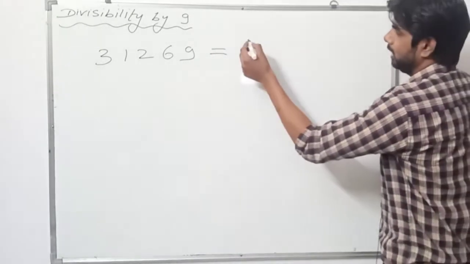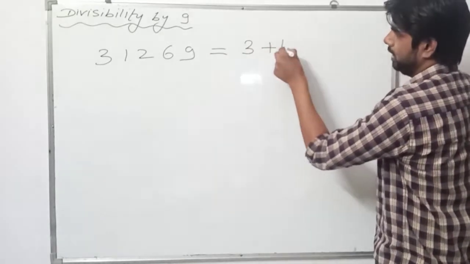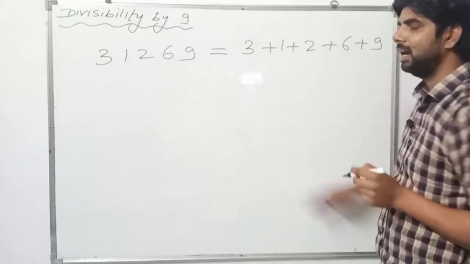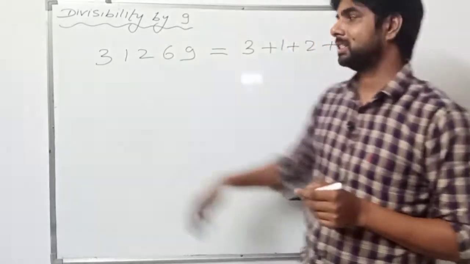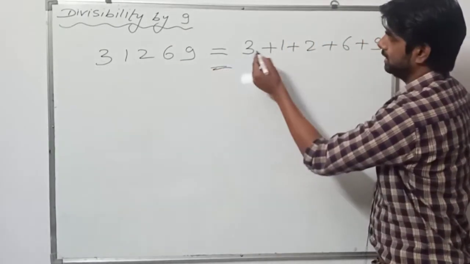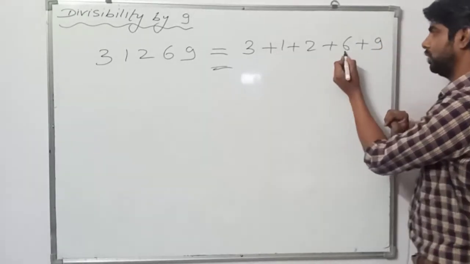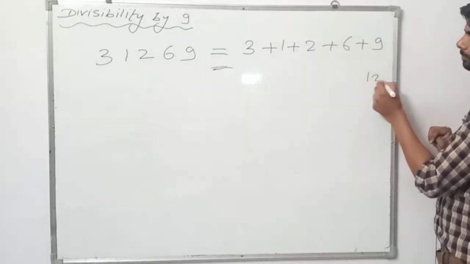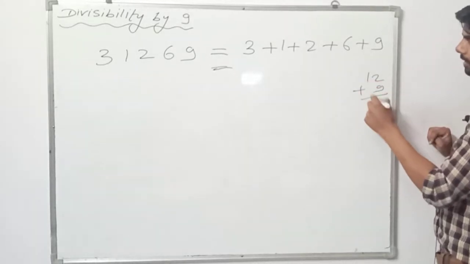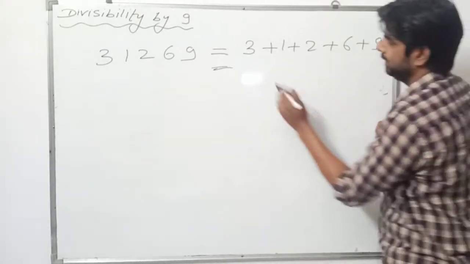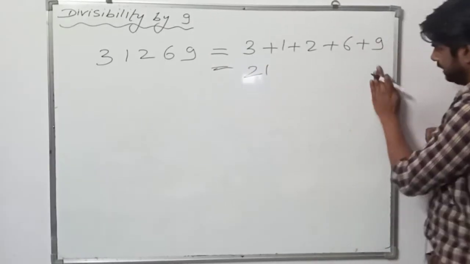So we will add 3 plus 1 plus 2 plus 6 plus 9. We add all the digits of this number. So what will be the answer? 3 plus 1 is 4, 4 plus 2 is 6, 6 plus 6 is 12, and 12 plus 9 is 21. So we get 21 as the sum.